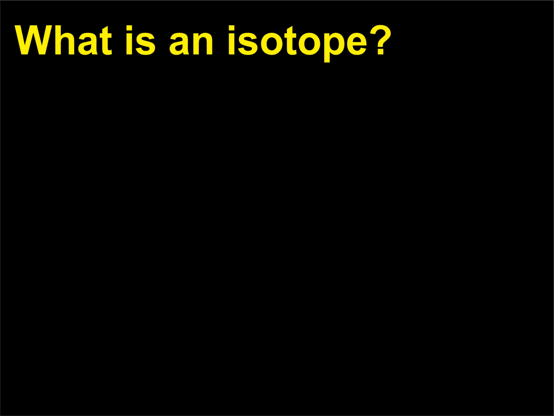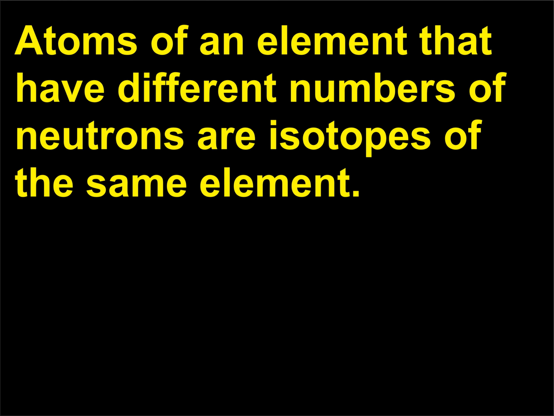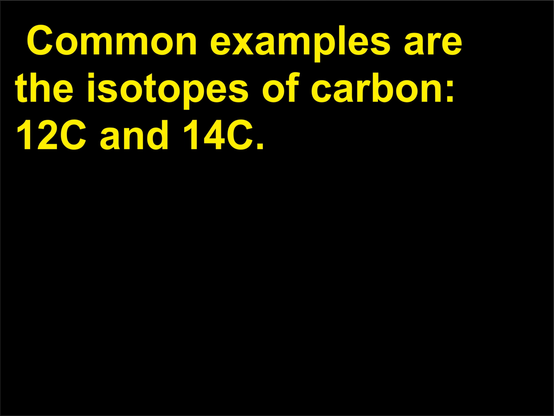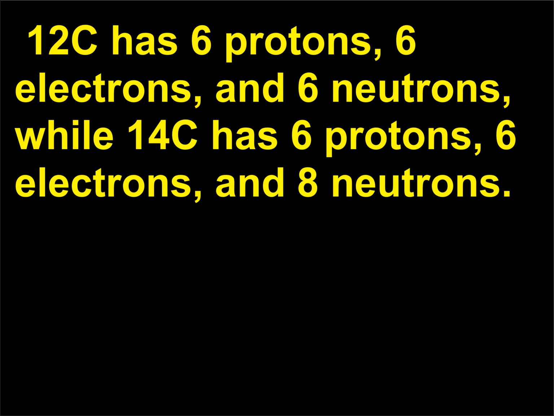What is an isotope? Atoms of an element that have different numbers of neutrons are isotopes of the same element. Isotopes of an element have the same atomic number but different mass numbers. Common examples are the isotopes of carbon, 12C and 14C. 12C has 6 protons, 6 electrons, and 6 neutrons, while 14C has 6 protons, 6 electrons, and 8 neutrons.